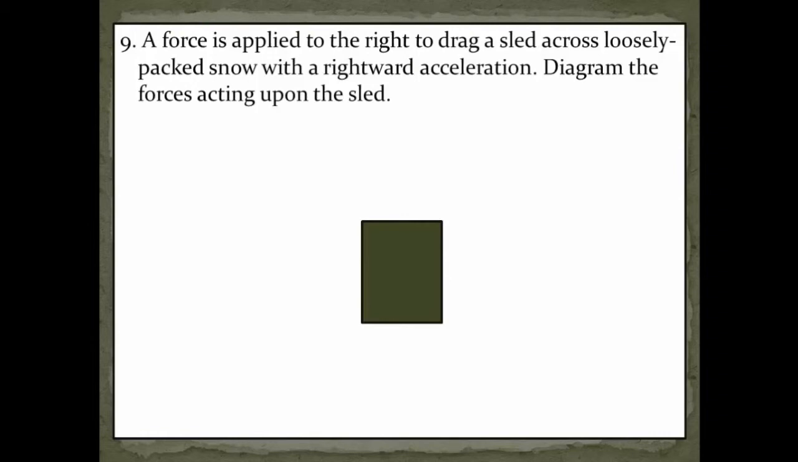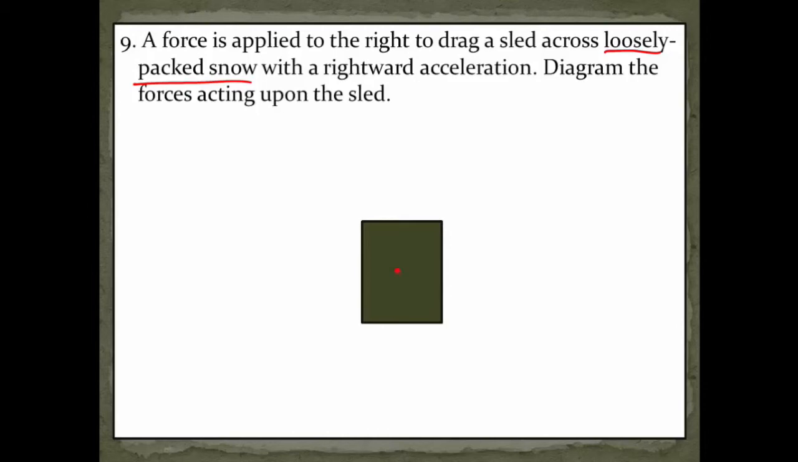A force is applied to the right to drag a sled across loosely packed snow with rightward acceleration. Diagram the forces acting upon the sled. So this one's a bit cryptic, but the thing I want you to focus in on is loosely packed snow. We're not talking ice, we're talking snow. And anybody who's walked through snow knows it is not fun, it is hard. And if you're dragging a sled through it, it's going to slow down because there's actually going to be friction caused by the snow itself.